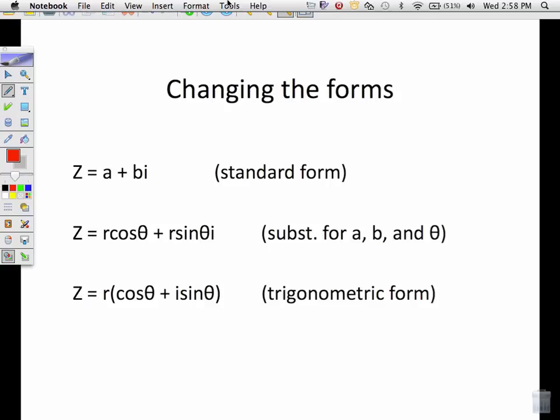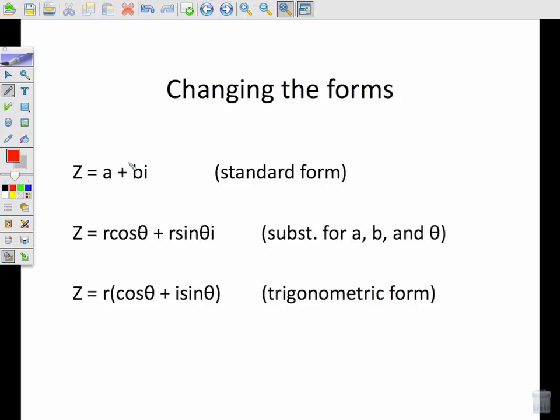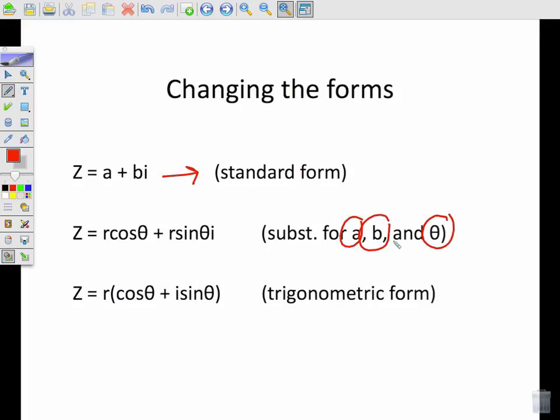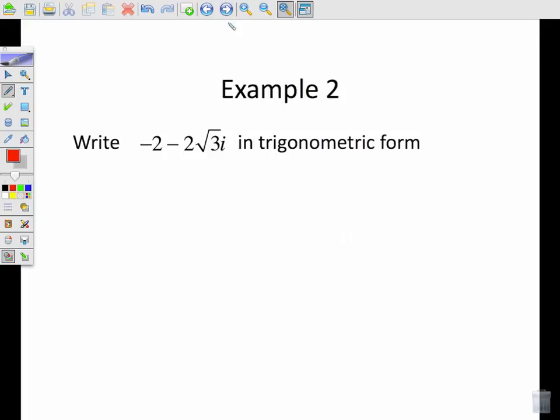All right, so here's the overall goal, is that we're going to be changing the form. So if you start in complex form, which this is considered to be standard form, then you substitute for a, for b, and we can substitute for theta, and that would put it into trigonometric form. All right, here we go. So we want to write this complex number in trigonometric form. So I'm going to go back to our steps. We need to replace a, b, and theta.